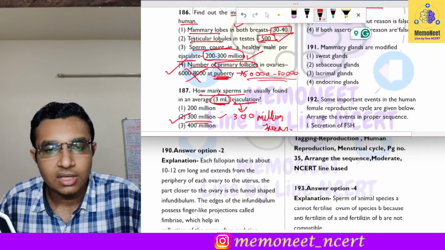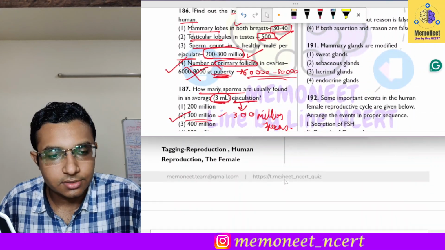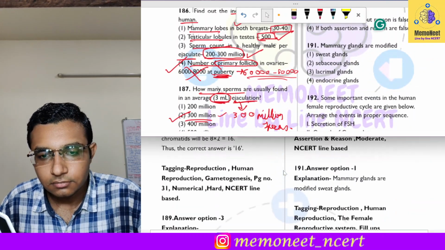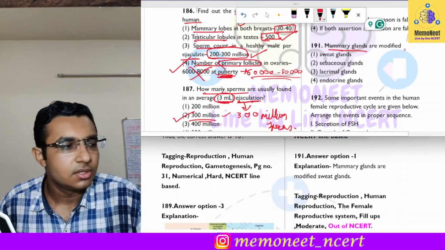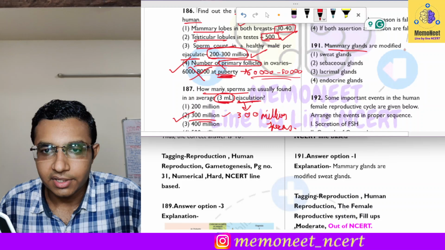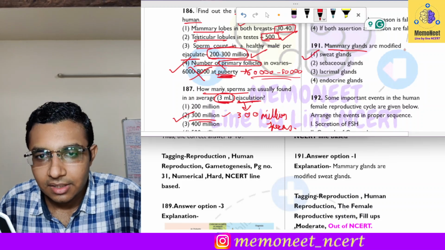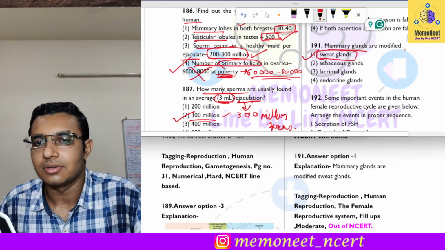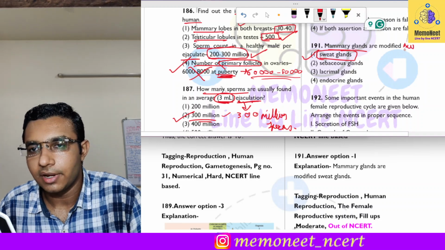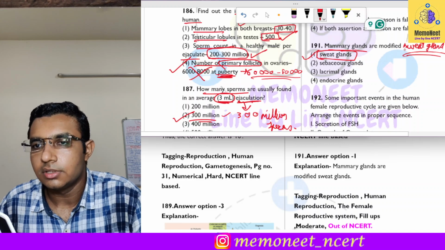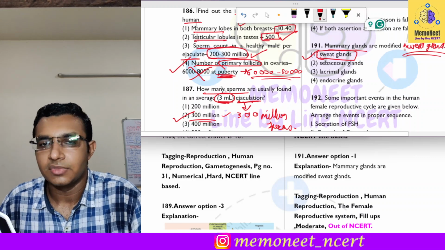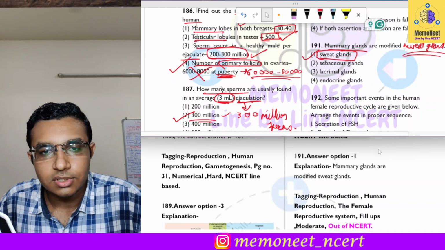Okay, moving on to the next question, that is question number 191. It states that the mammary glands are modified dash. Okay, so you need to remember this point, that mammary glands are nothing but the modified sweat glands. Okay, so mammary glands are modified sweat glands. Okay, you need to remember this. Okay, so the correct answer of this question is option 1.